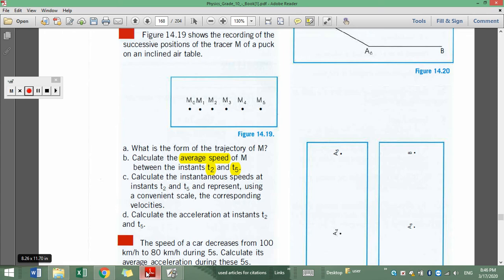Then calculate the instantaneous speeds at instants T1 and T5 and represent, using a convenient scale, the corresponding velocities. Now, I think most of you are facing a problem with instantaneous speeds at T1 and T5. When we talk about instantaneous speed, we are talking about speed at a specific moment.